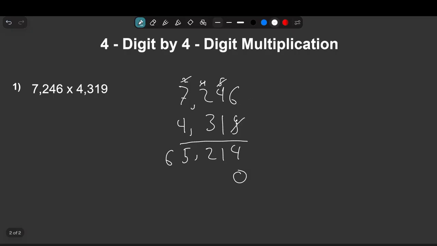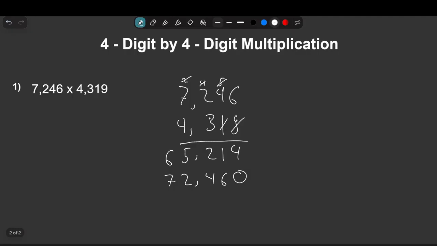So what we're going to do is we're going to multiply everything by 1. To do this, we're going to do 1 times 6 equals 6, like this. 1 times 4 equals 4. 1 times 2 equals 2. 1 times 7 equals 7. Like this. Don't forget to place the comma right here. And then we're already done with the next one.